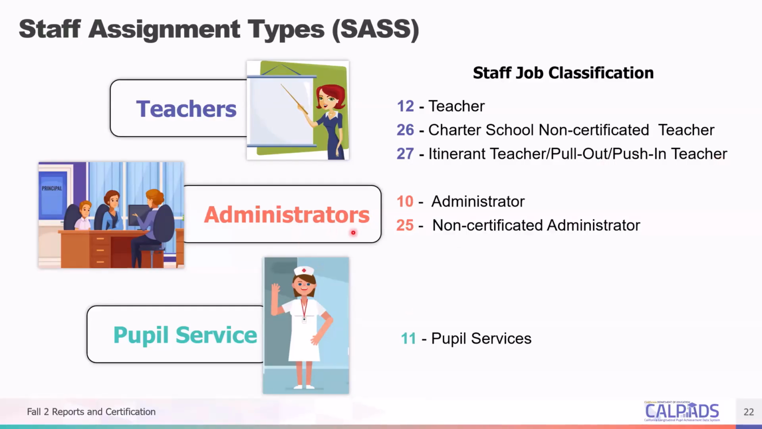And then you also have your admins that are broken down into two categories. You have your regular administrator. These are your staff members who have acquired a certificate as an admin. And then you have your 25, non-certificated administrator. These are your admins who acquired a certificate of clearance and were issued a SEID. And then you have your pupil service staff, who are in a position requiring standard service credentials in health, development, and other direct services to pupils like counselors, guidance, and welfare personnel, and psychologists, to name a few.